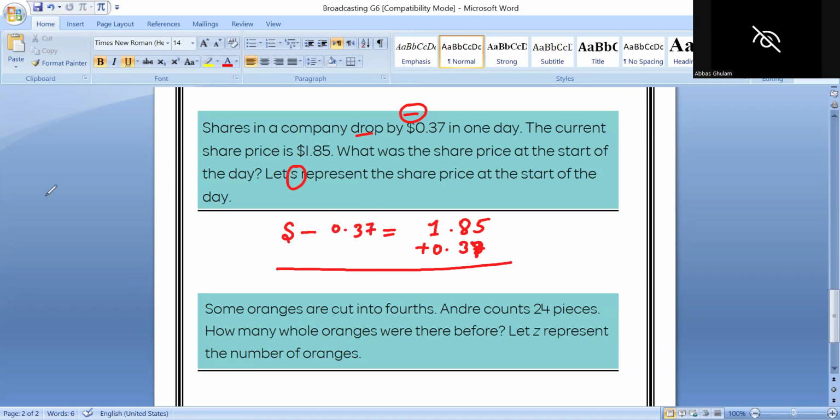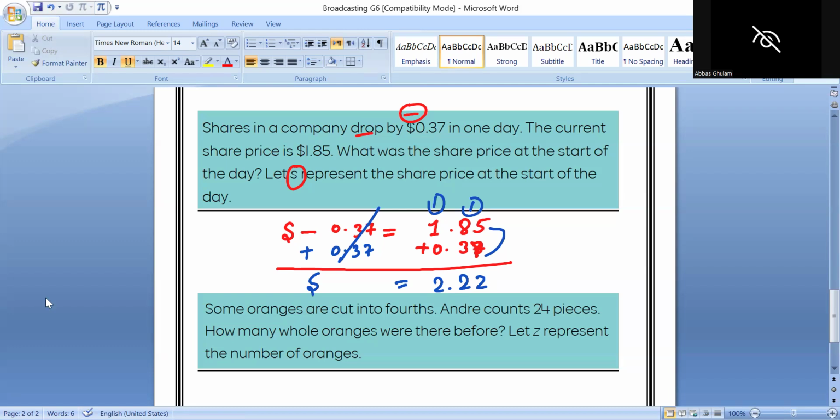So what is the inverse of the minus? We know that the inverse of the minus is plus. So 0.37, I can cross this. So S is equal to, if I add them, 7 plus 5, 12. 1 is carry. 8 plus 1, 9. 9 plus 3, 12. Again 1 carry. 1 plus 1 equals 2. So 2.22. That is the total share of the company for today.